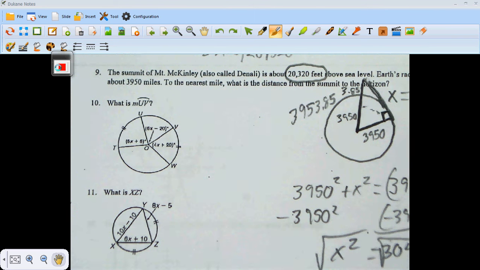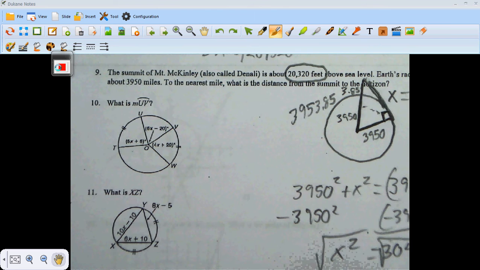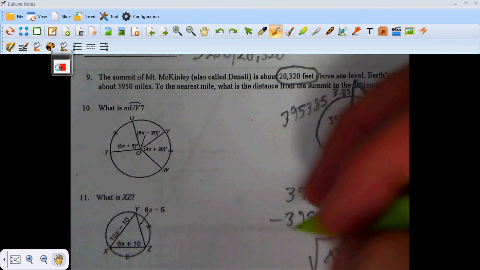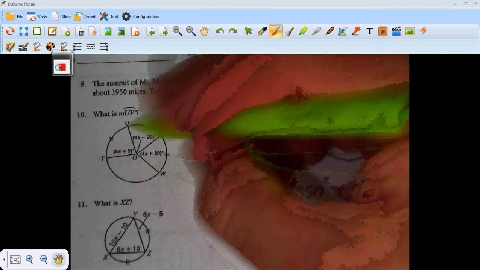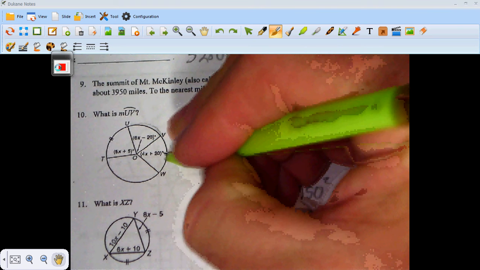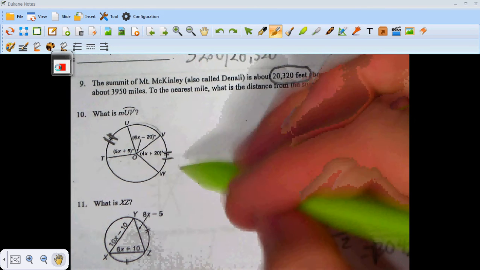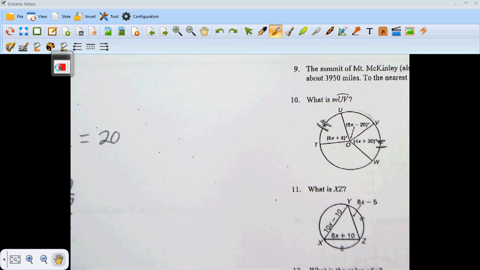Question number 10, for the review for tomorrow. I'm asking what is UV right here. Now, UV is this part here. How I'm able to solve it is because I'm given that these two arcs are equal. If these two arcs are equal, then I know that the angles that they form are equal.